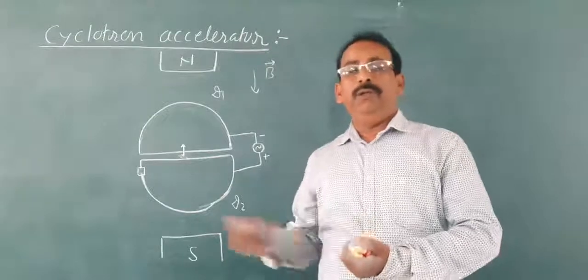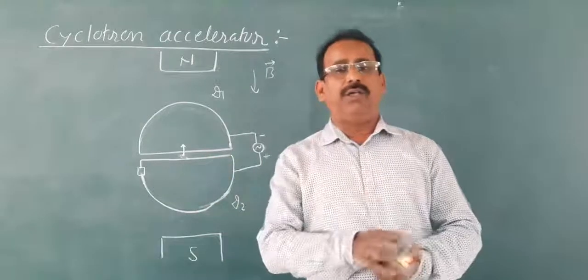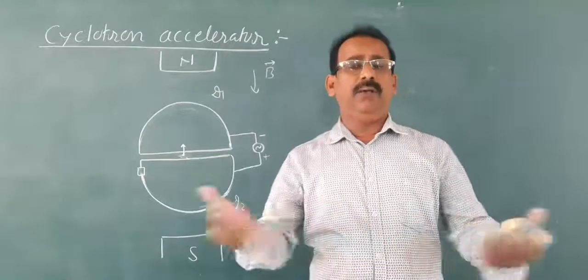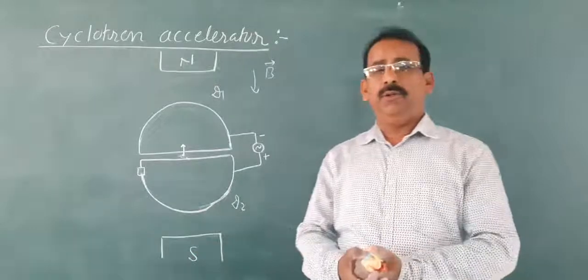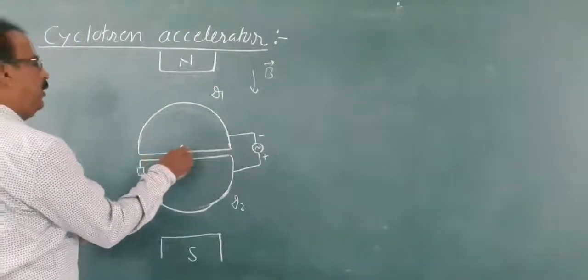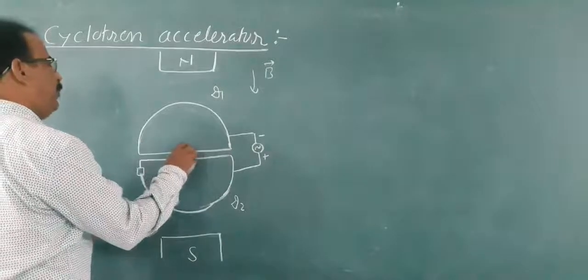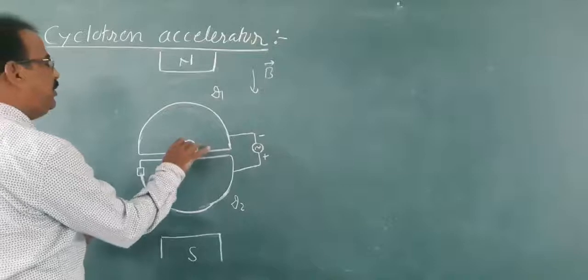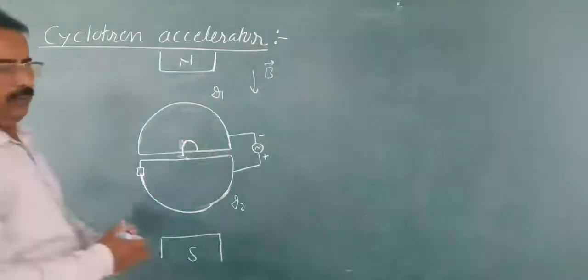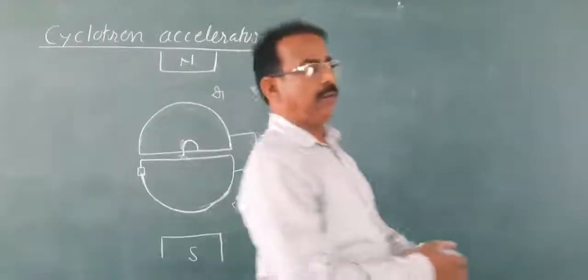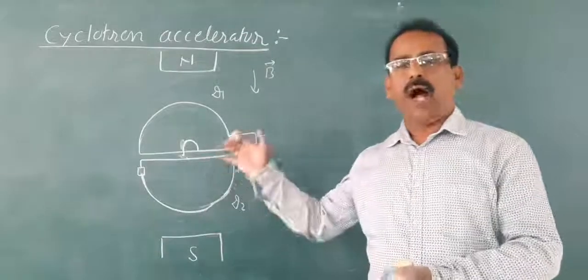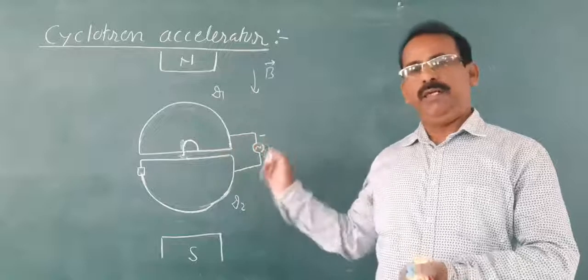Therefore, the magnetic force acting on this charged particle plays the role of centripetal force. Due to this magnetic force, this charged particle performs circular path in this D1, and then comes out from that D1.